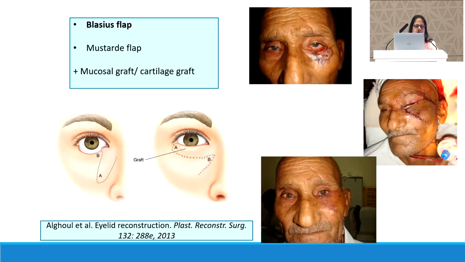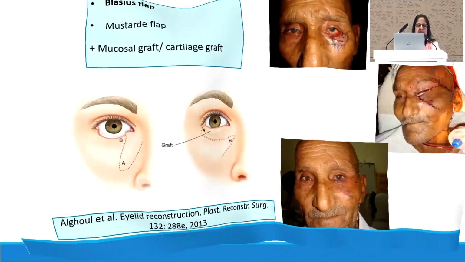So traditionally, these are the flaps we've been doing, like the Blasius flap, where we can rotate from the area in between the nose and the cheek, as shown in the picture over here. Or Mustardi's cheek rotation, like in this particular patient, you can see this is the Mustardi's outcome. So, these are the well-known procedures.